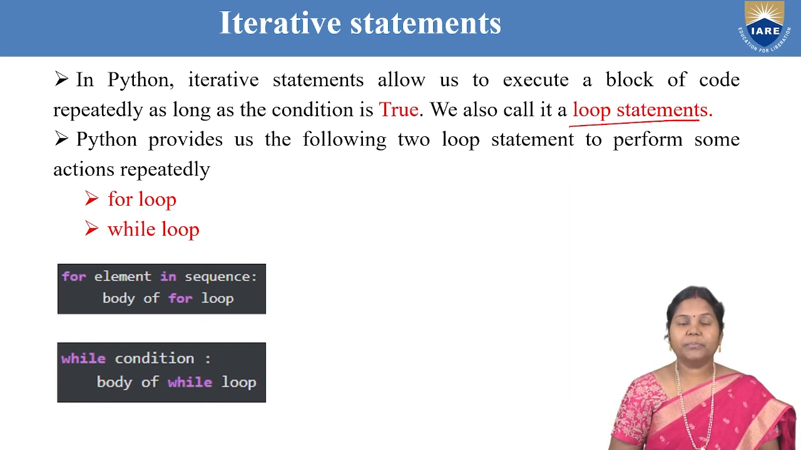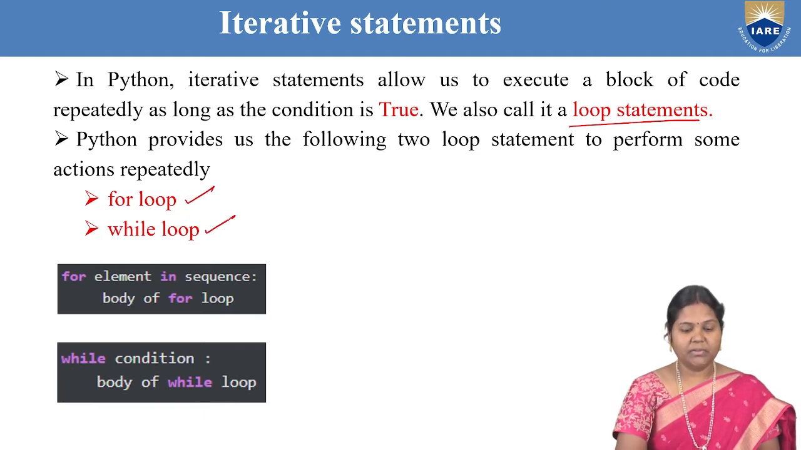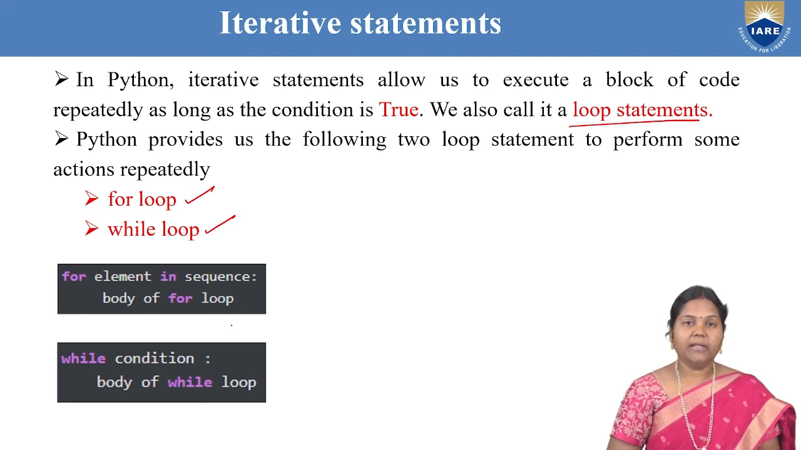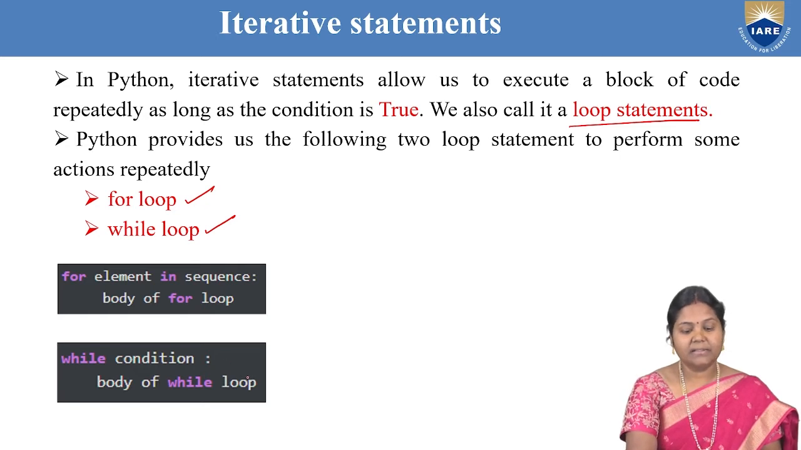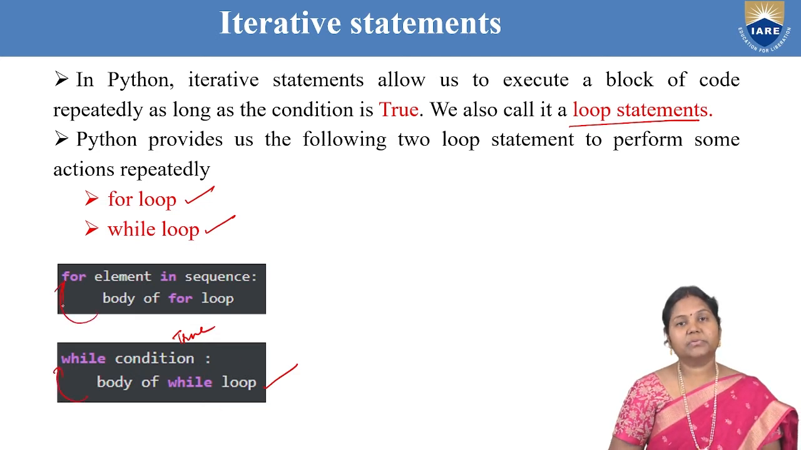So Python provides majorly two types of loop. One is called for loop, another one is called while loop. In the for loop, we write the syntax like this: for an element i in a particular sequence, and then we write the body of the for loop. In the body of the for loop, more than one statement or a block of statements which you want to repeat until that condition becomes true can be written. Similarly, while condition, the body of the loop. If this condition is true, then the body of the loop will be continuously repeated. If the condition becomes false, then it will come out of the loop.